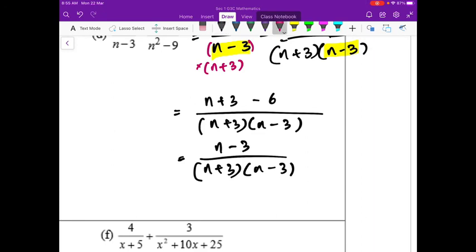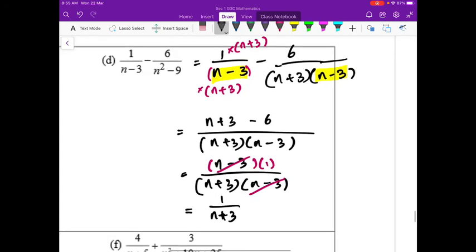Turns out, we can cancel again. Same thing. In this numerator, instead of just looking at it as n minus 3, we look at it as n minus 3 times 1. So yeah, it is a factor. Cancel it away. So 1 over n plus 3. So you see, something quite complex in the original question became simply 1 over n plus 3. So that's the idea of simplification.